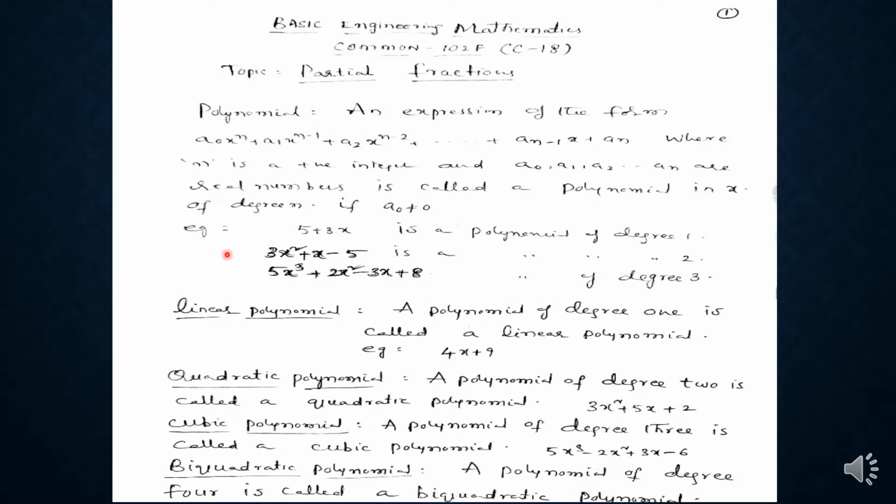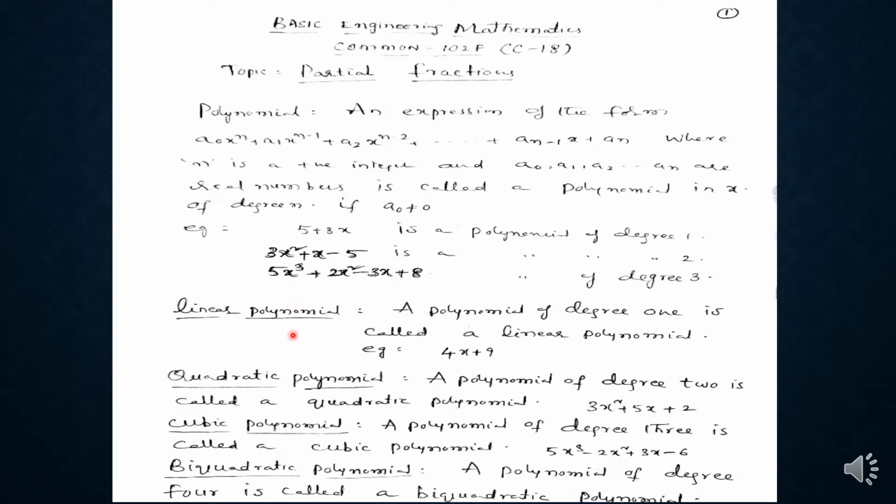For the second example, take 3x square plus x minus y. What is the highest degree term here? 3x square. Here the power of x is 2, so the degree of this polynomial is 2. Let us take one more example: 5x cube plus 2x square minus 3x plus 8. Here the highest degree term is 5x cube, the power of x is 3, so the degree of this polynomial is 3.